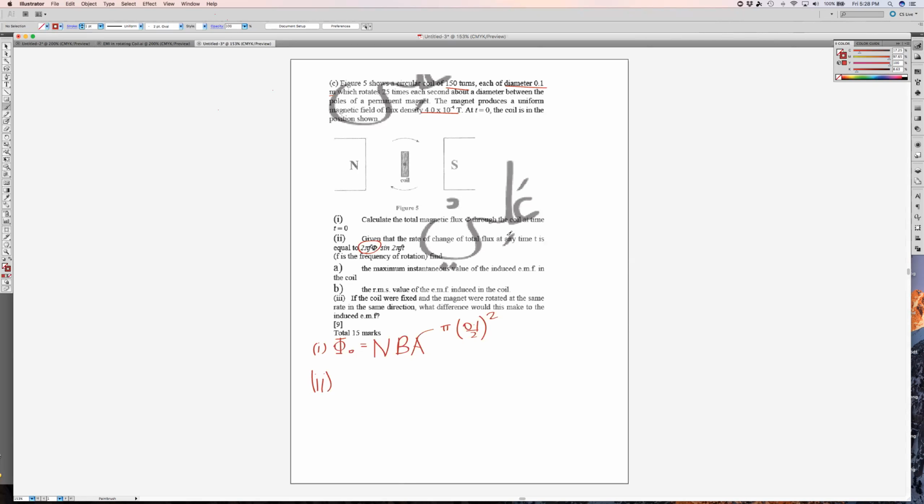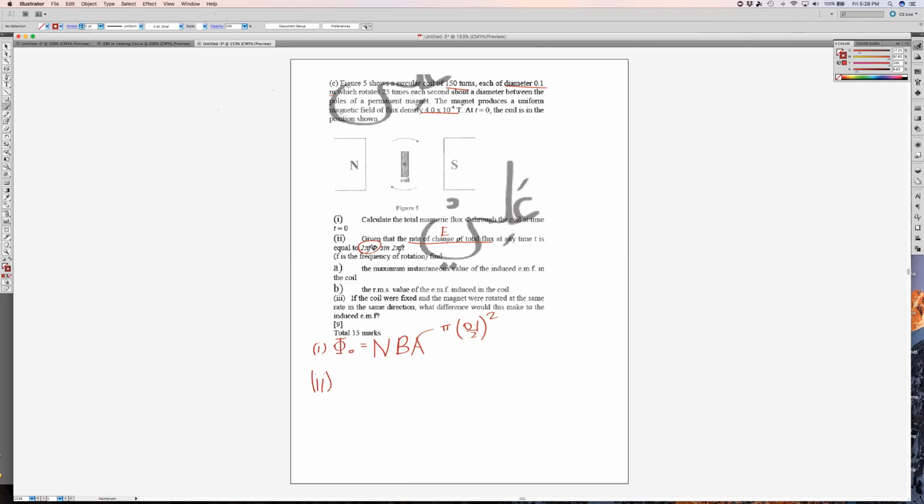The rate of change of total flux. This is how to read the question. You didn't even have to know the derivation. They're telling you the rate of change of total flux. The rate of change of total flux is also another way of describing the EMF. According to Faraday's law and Lenz's law, it is really the EMF.